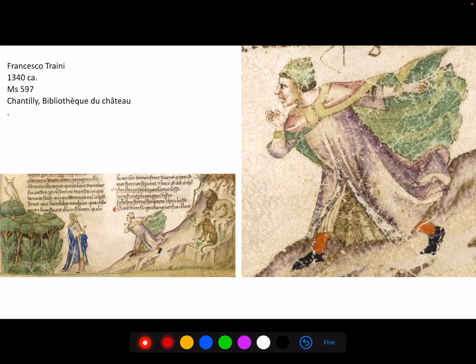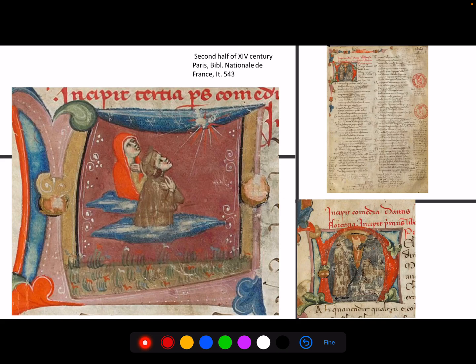Around the same period, but here Dante can't be identified, is by a famous painter from Pisa, Francesco Traini, mid-14th century. So I show those ones just to let you know there are many manuscripts picturing Dante Alighieri, but not as a specific figure, but just a stereotype of young poet, as this one from Paris, second half of 14th century.